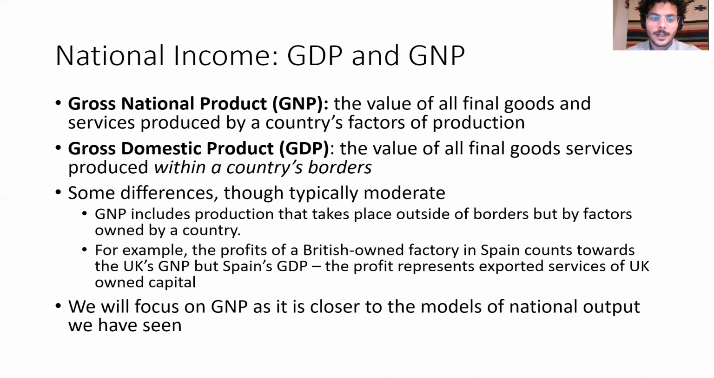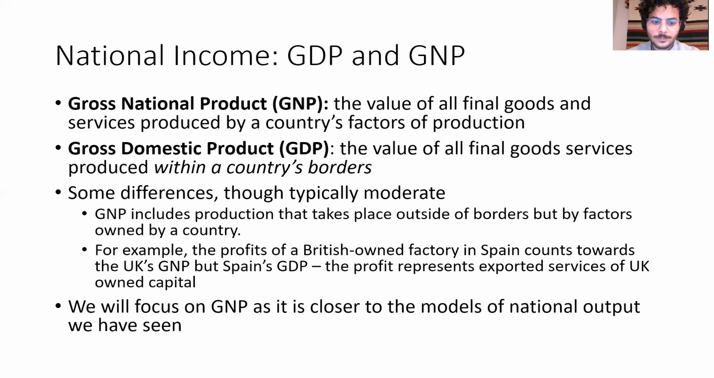Practically, these differences are typically moderate in the real world, but some of the adjustments we might make between GNP and GDP are that GNP includes production that takes place outside of the borders of a country, but is produced by factors owned by that country. So for example, think about a factory in Spain that has British owners. All of the output from this factory would count towards the UK's GNP because it's owned by the British, but it counts towards Spain's GDP because its production is produced within Spain's borders.